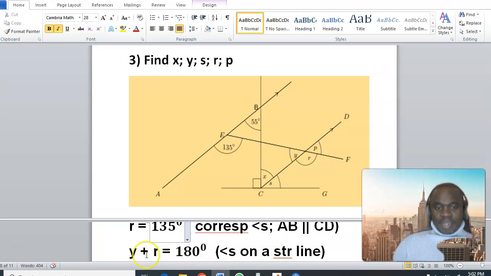Then y plus r is equal to 180. Y plus r is equal to 180. Angles on a straight line.